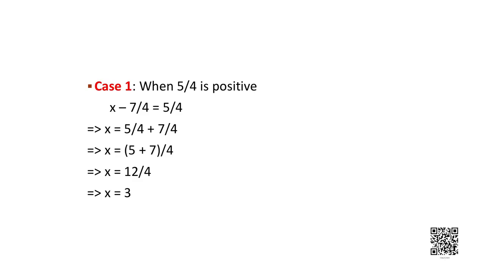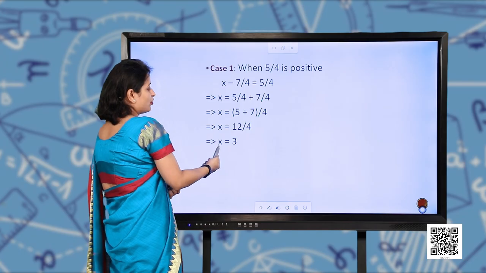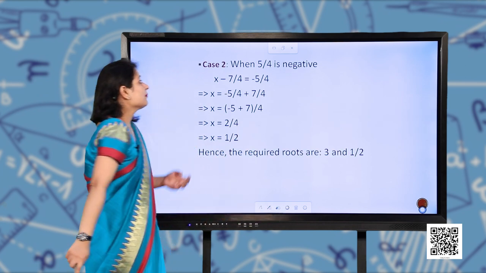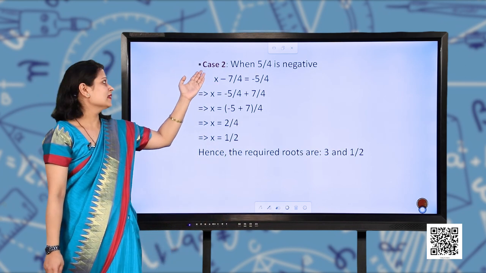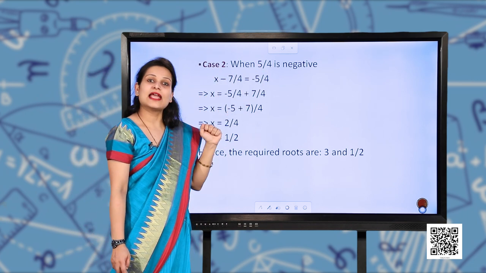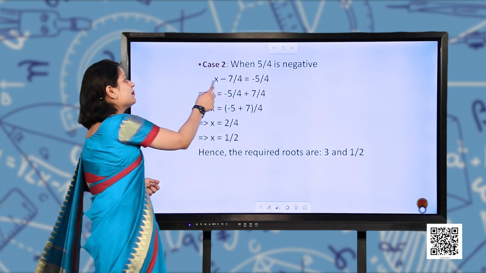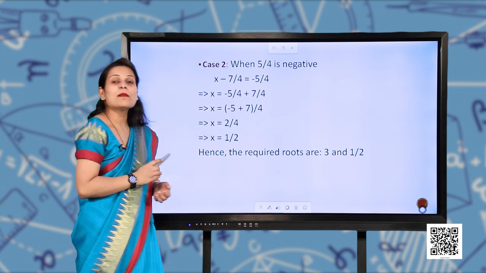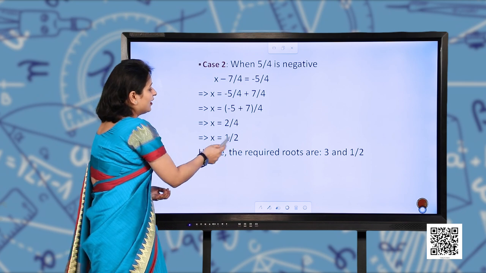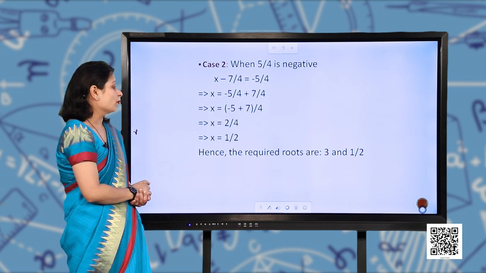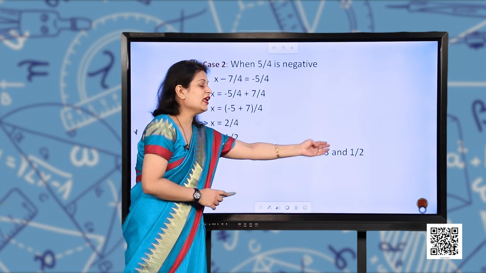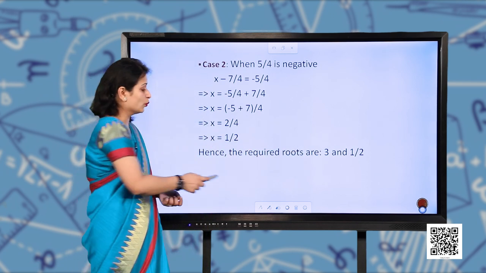We will solve this equation. So, after solving, we get x is equal to 3. And in the next case, when we take this value as negative, we will get x minus 7 by 4 is equal to minus 5 by 4. So, we will solve this and we will get x as 1 by 2. Hence the required roots are 3 and 1 by 2.